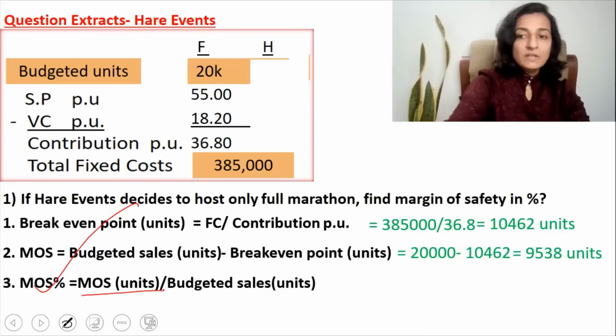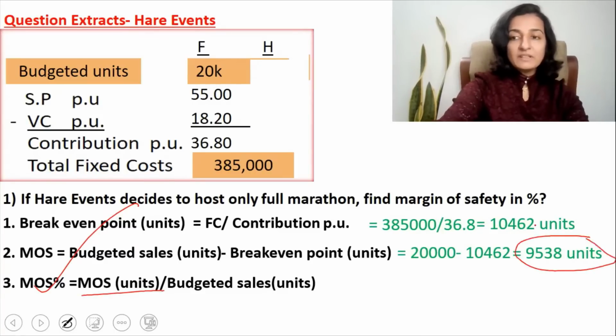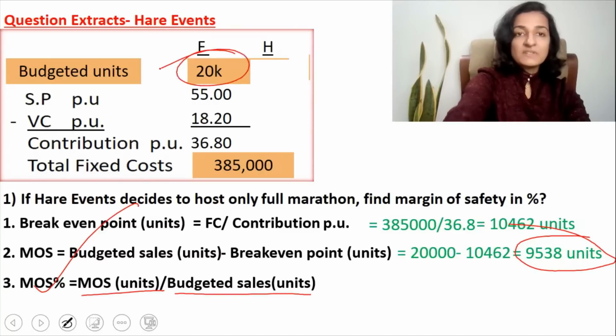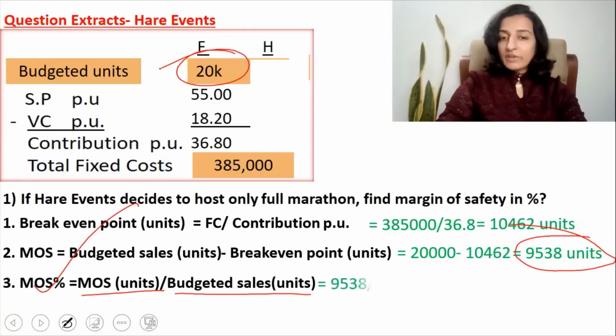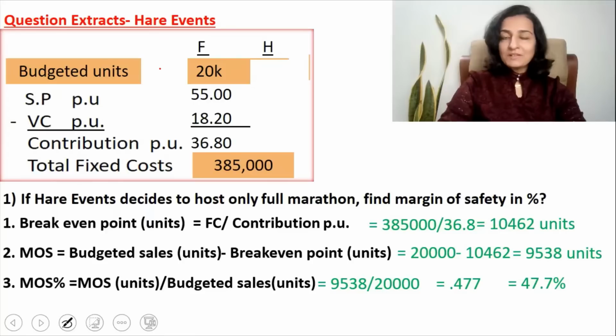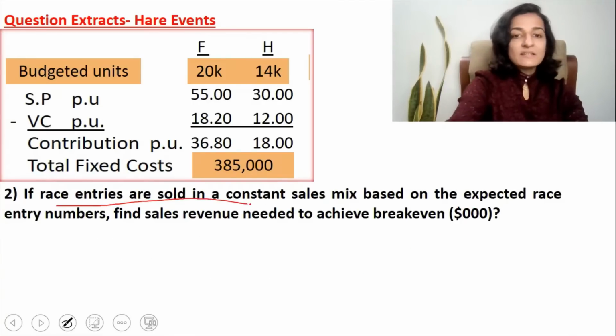Now coming to the last formula, that is MOS as a percentage. It is MOS in units, which is 9,538 units, divided by budgeted sales in units, which is 20,000 units. So we get 9,538 divided by 20,000, or 0.477. Expressing it as a percentage, we have to multiply it by 100. So it is 47.7%. So we are done with the first part of the question. Moving to the second part, if full entries are sold in a constant sales mix.